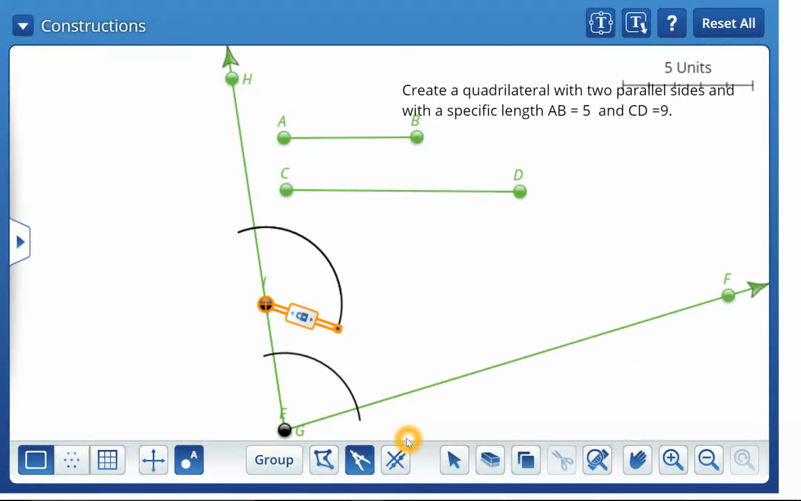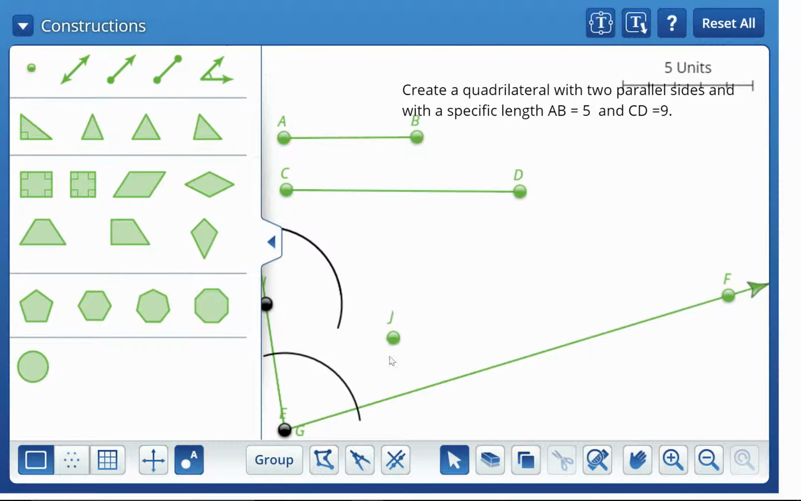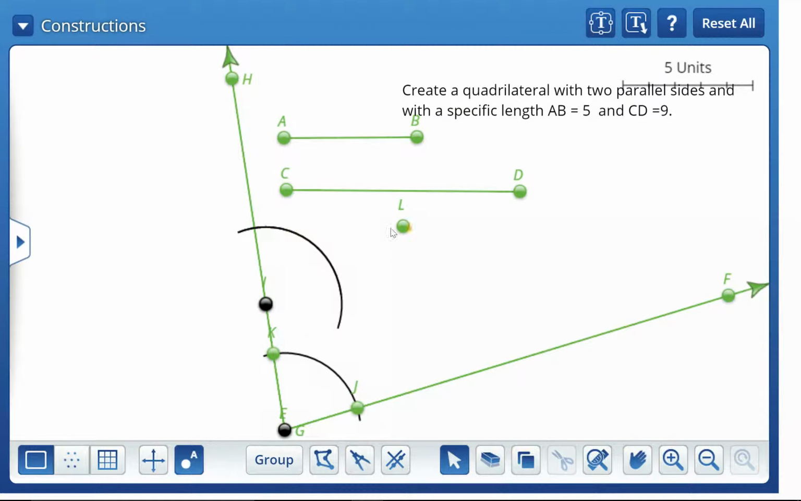Okay, we take away our compass, we grab our point tool, and we start placing our points. Okay, now we have new points K, J, and L. What we need to create now is a new line, okay, a new line right here where I starts. So we need the compass tool again.